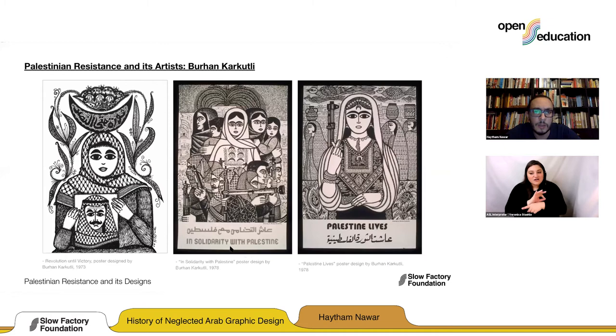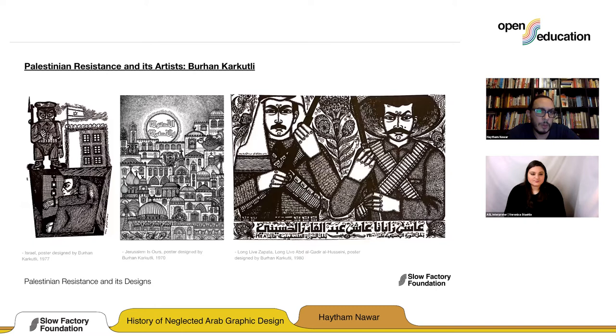So in solidarity with Palestine, the one in the middle, victorious until victory, and the one on the left side, Palestine lives, Ashta Sawra Palestinia. You see the Palestinian lady with the Palestinian costumes, the rifle on her back, and again, beautiful work by Burhan Karakutli. So again, different designs by Burhan Karakutli. You can see here the Israel poster designed by Burhan Karakutli in 1977, showing the Israeli soldiers imprisoning a Palestinian man, as well as Quds Lana wa Nasr Lana, Jerusalem is ours, victory is ours. Again by Burhan Karakutli, showing the beautiful illustration of Jerusalem.